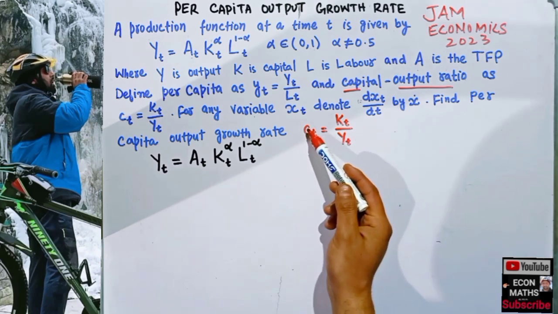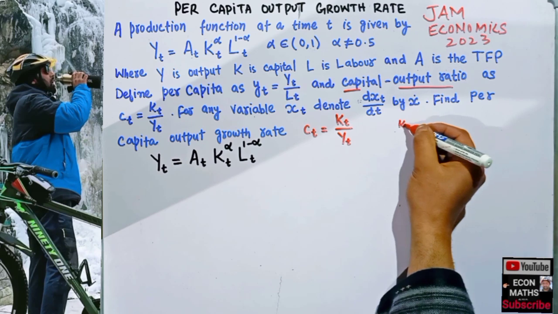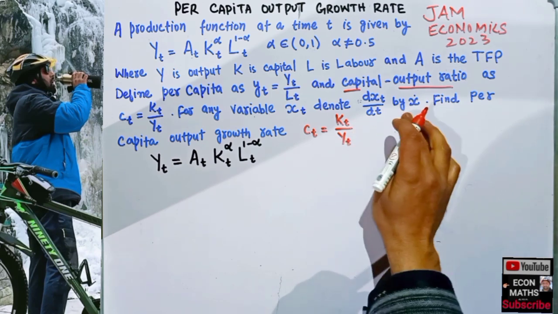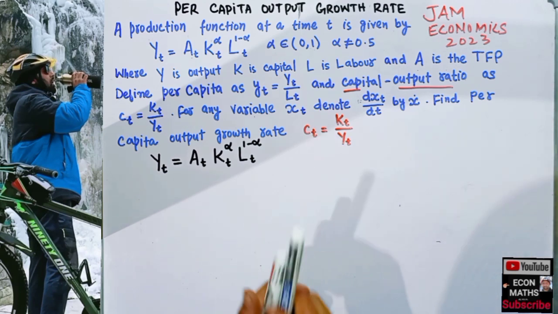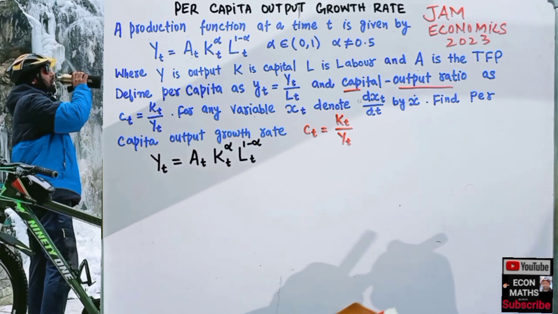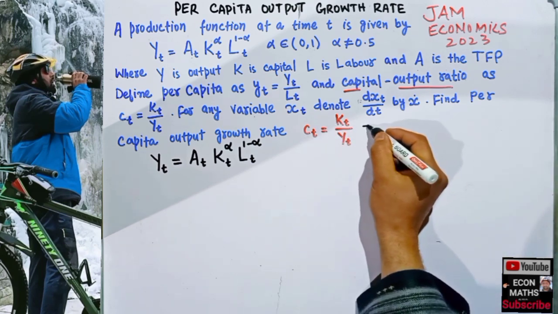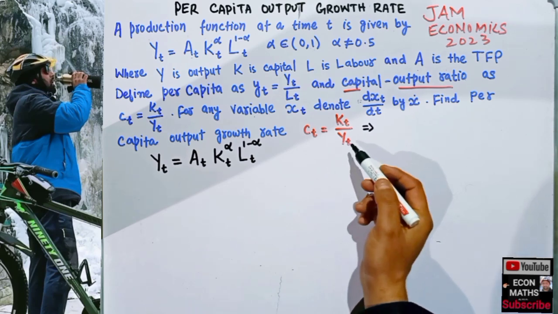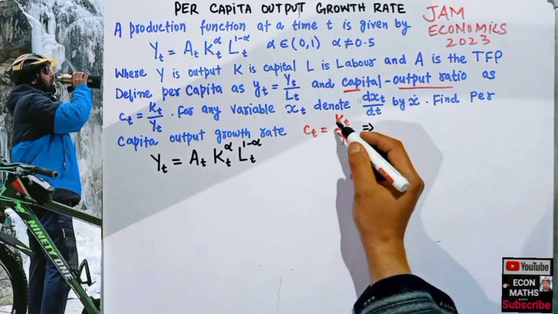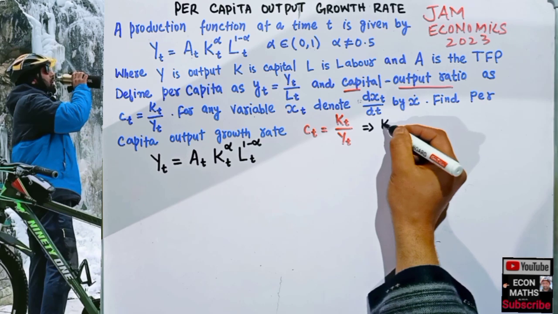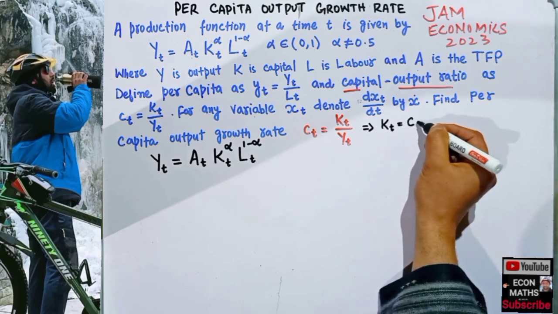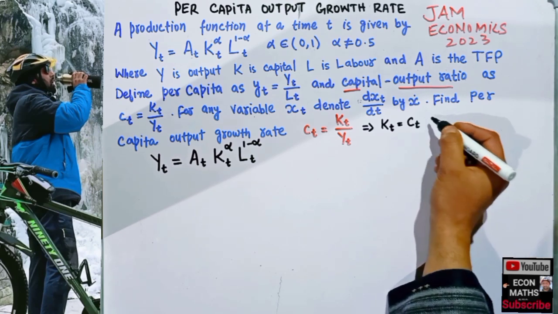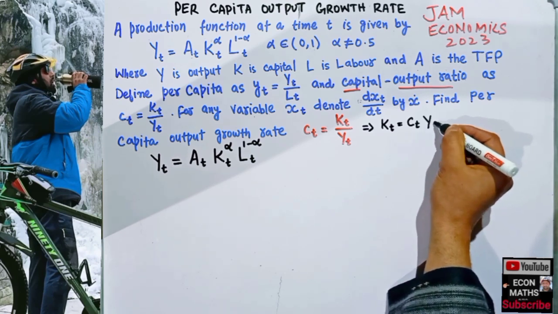In the question, capital output ratio is being denoted by small k. Here I cannot differentiate between capital K and it will get confused. That's why I am using c here. Okay, so our capital output ratio is being given here. This can also be written in this form. That means K_t = c_t, which is capital output ratio, times Y_t.